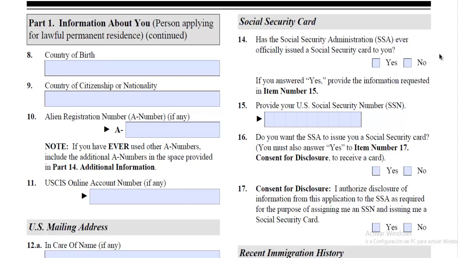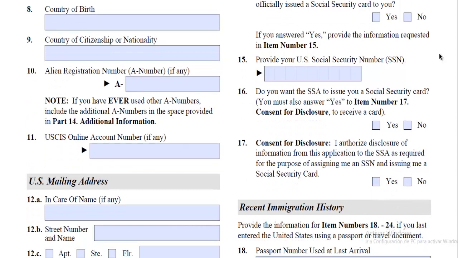For the USCIS online account number, you might or might not have this. You only have it if you registered for the system in order to submit a previous application. If you registered online, you might have a USCIS online account number.